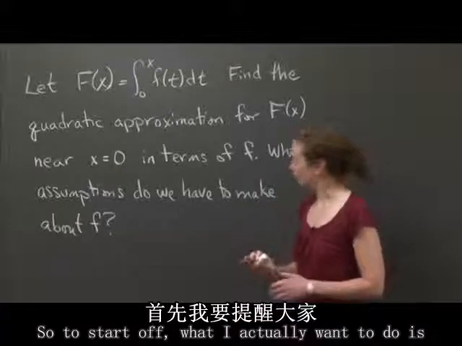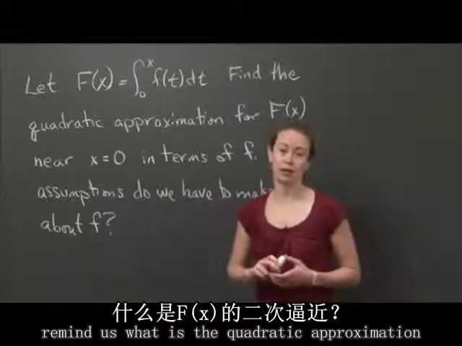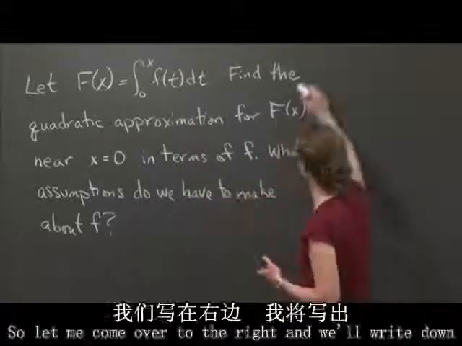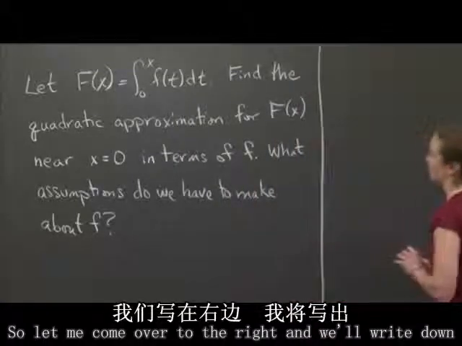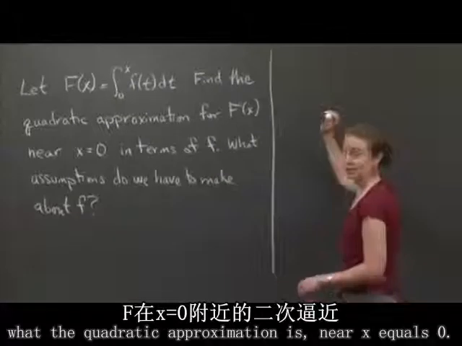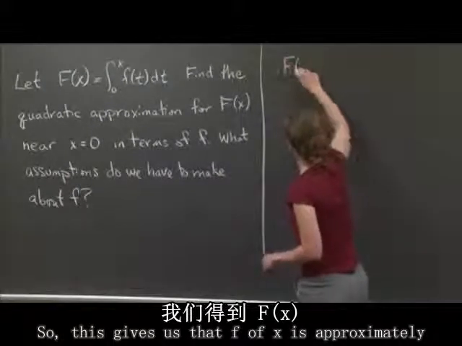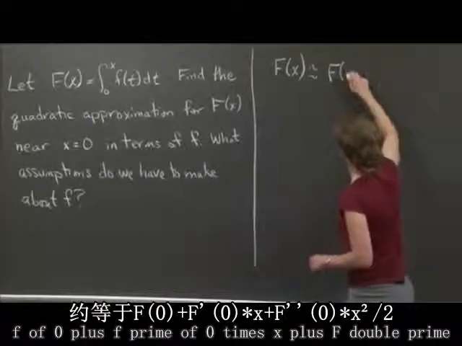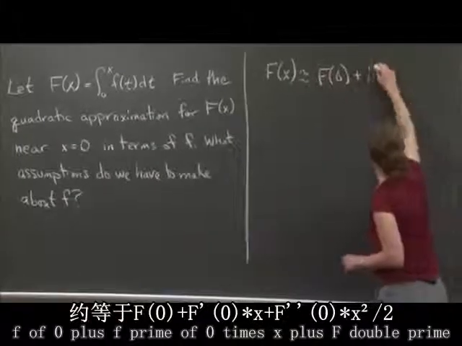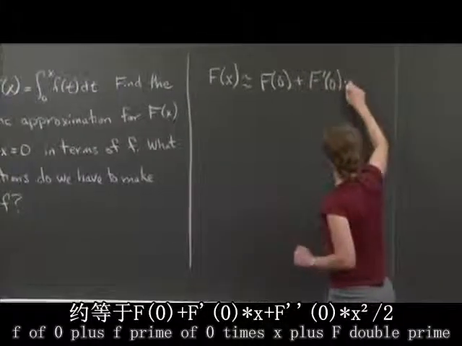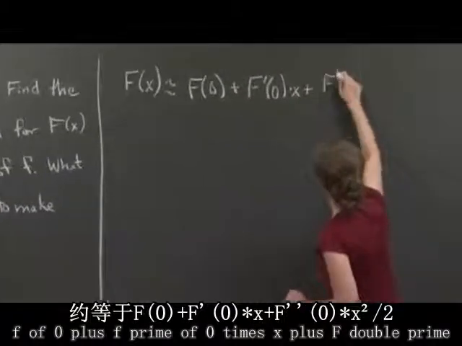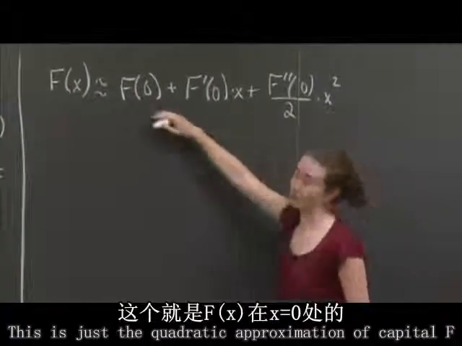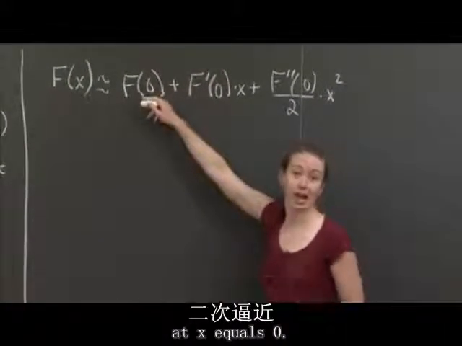So to start off, I want to remind us what the quadratic approximation for capital F is just in terms of itself. Let me come over to the right, and we'll write down the quadratic approximation near x equals 0. This gives us that capital F of x is approximately F of 0 plus F prime of 0 times x plus F double prime at 0 over 2 times x squared. This is just the quadratic approximation of capital F at x equals 0.